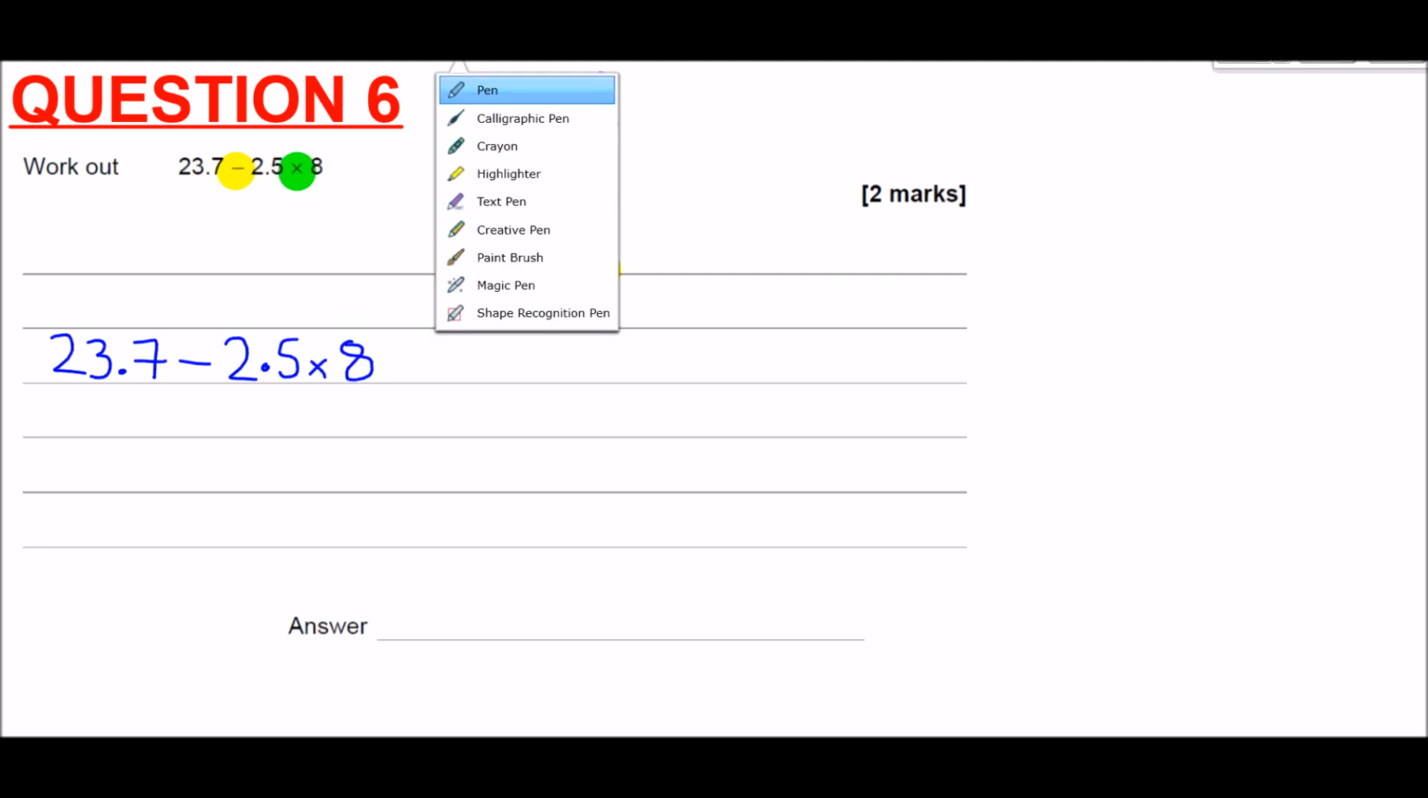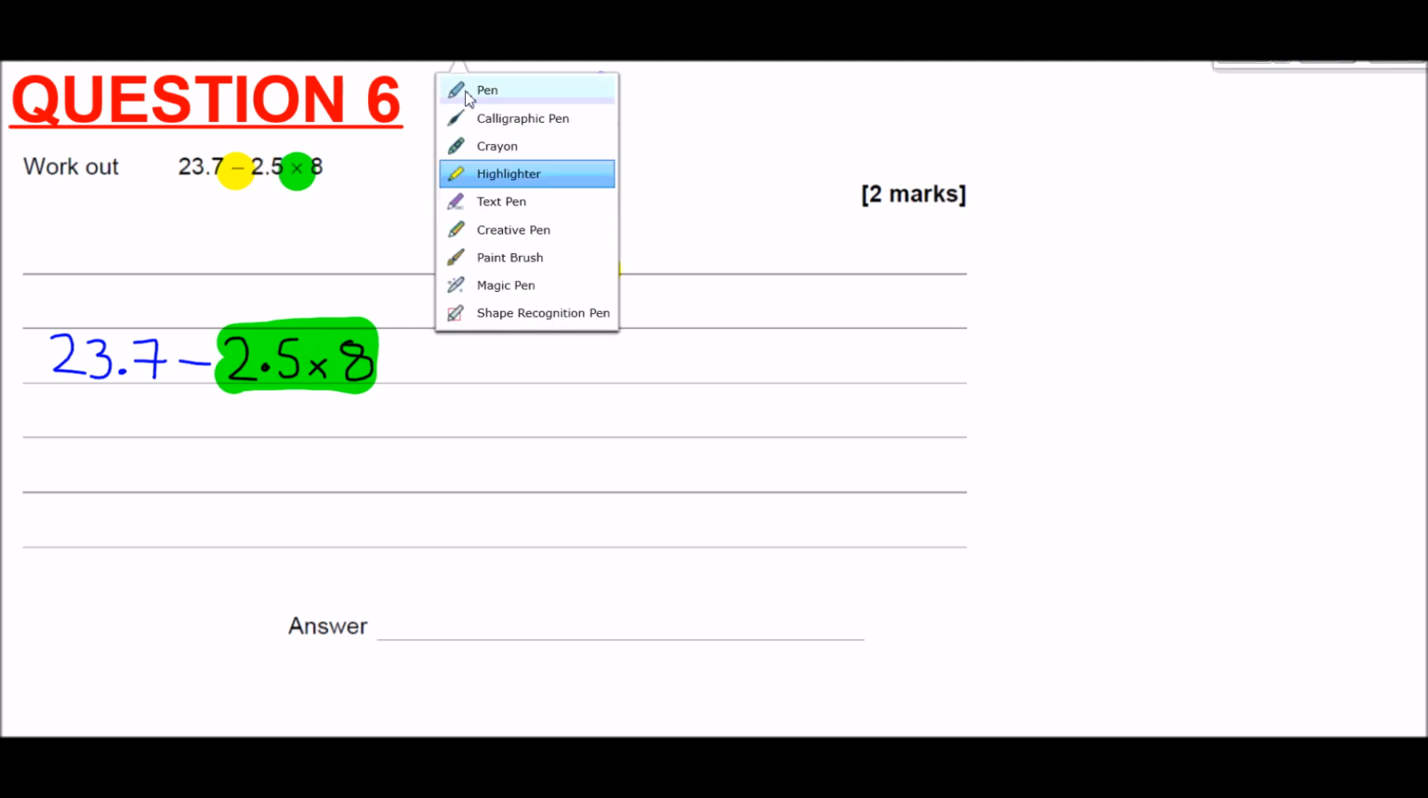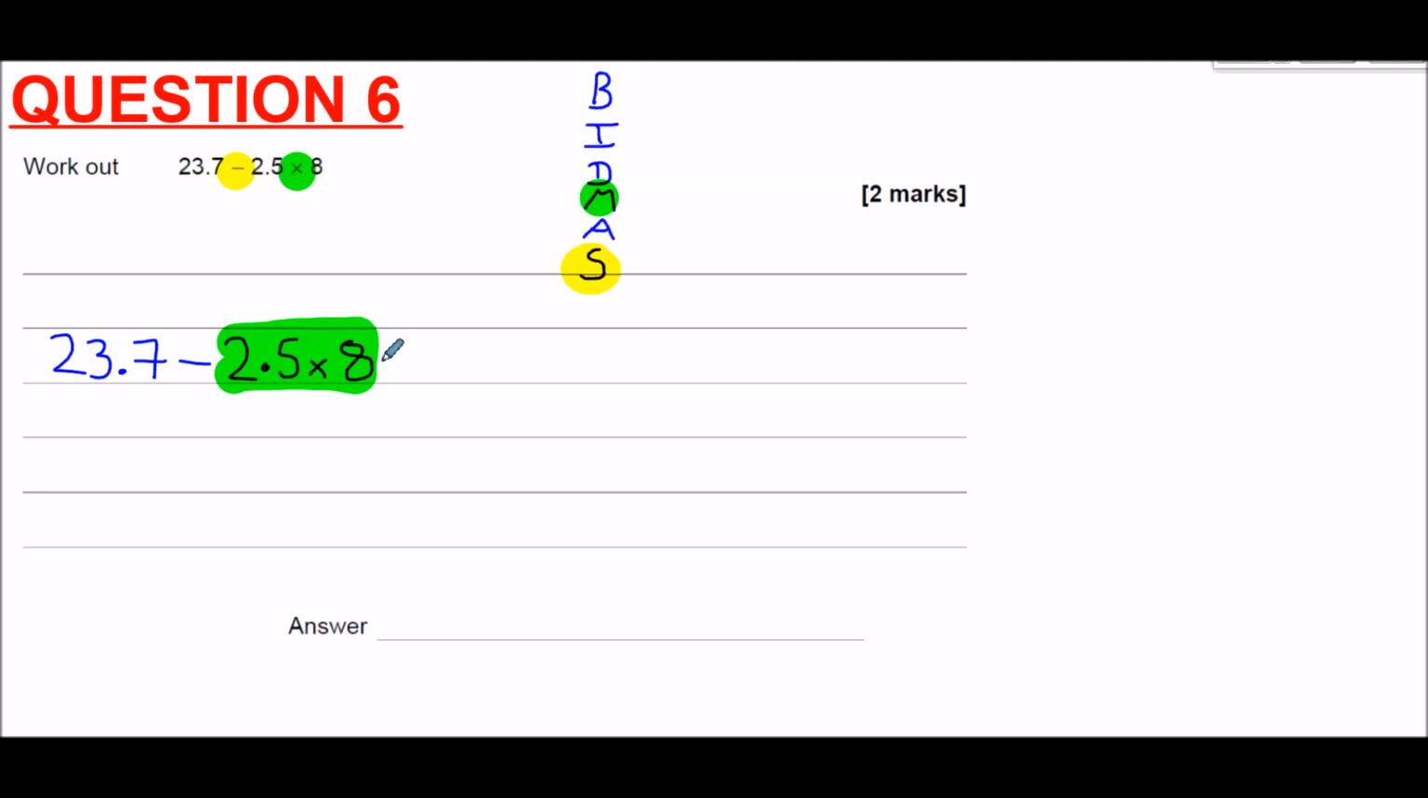So as I say, we need to work out the multiplication part first. We need to do 2.5 multiplied by 8 first. If we're multiplying with decimals, one way we can do this is to assume the decimal place isn't there at all and just treat it as a whole number. We can deal with the decimal after.